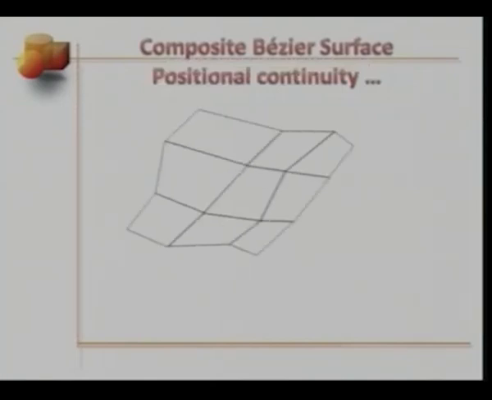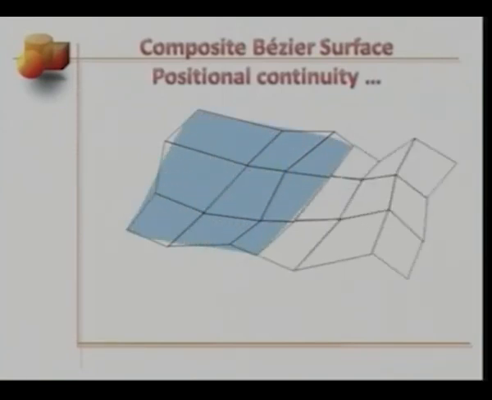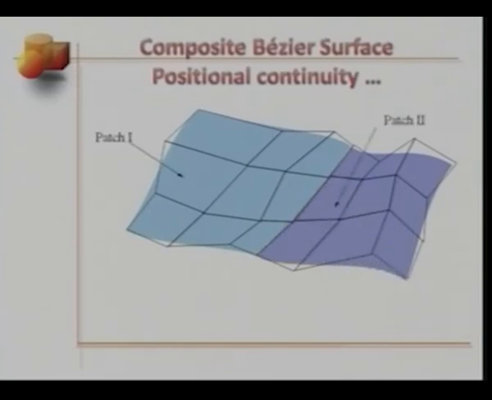Here is a figure. This is the control net for the first bicubic Bezier patch, and this here is the control net for the second Bezier patch. Patch 1, patch 2. All the conditions that we had seen in the previous slide say that the boundary polygon between these two nets should be the same. This here is a polyline.